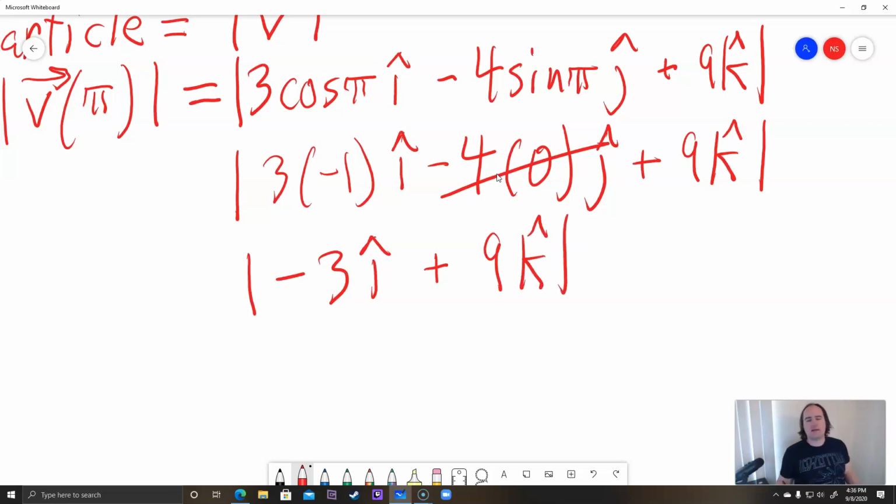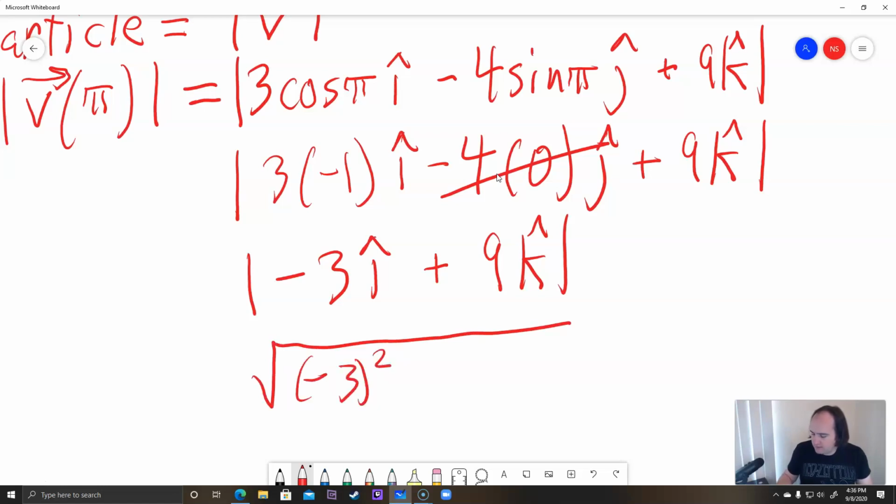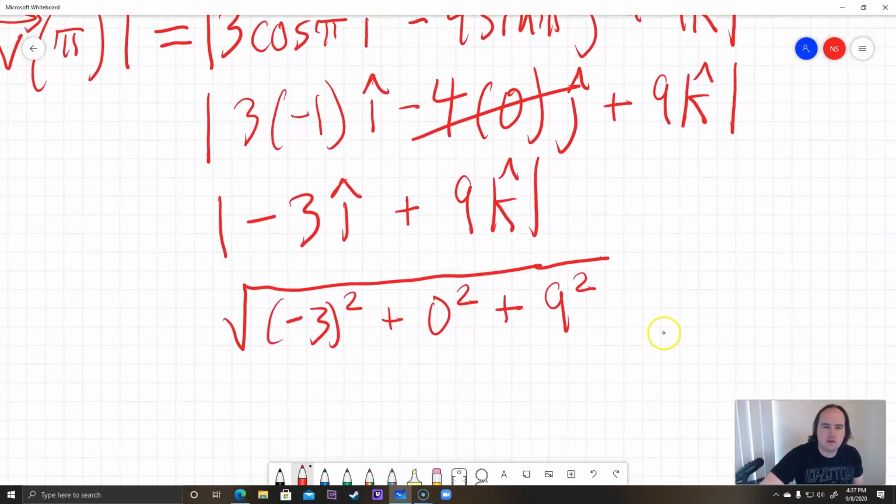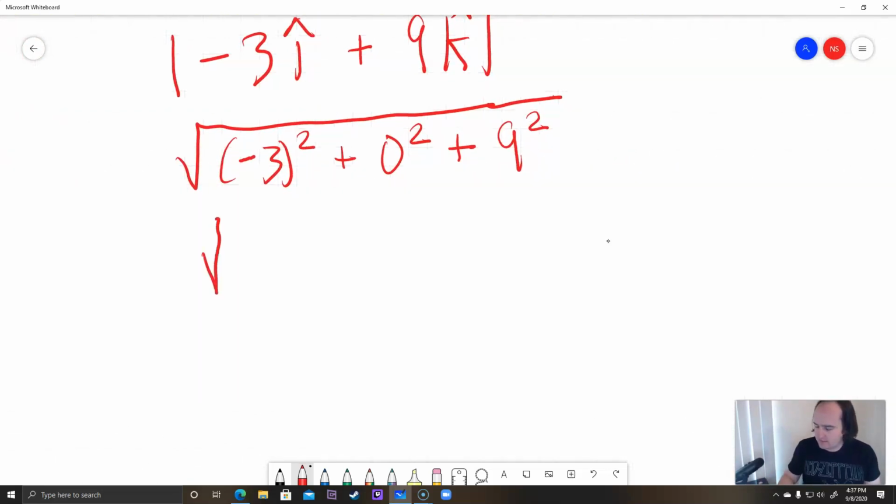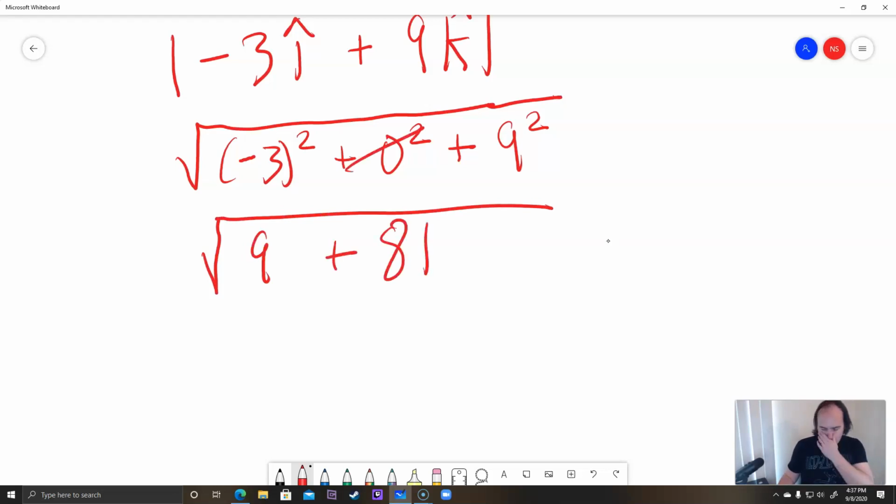Then if we want to take the length of that vector, we take the square root of the sum of the squares. So that's the square root of negative 3 squared plus the middle component, 0 squared, which you don't even have to write if you don't want to. And for the z component, plus 9 squared. Negative 3 quantity squared gives us positive 9. So here you should have 9 plus 0 plus 81. So the square root of 9 plus 81, which is the square root of 90.